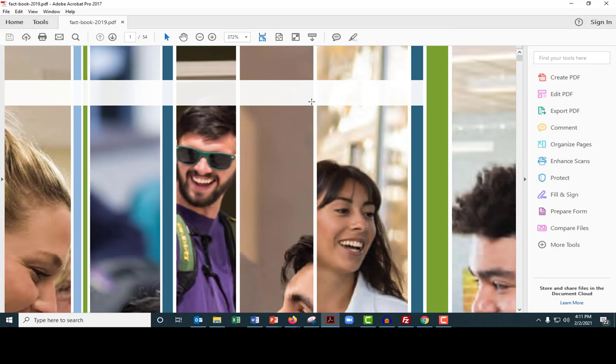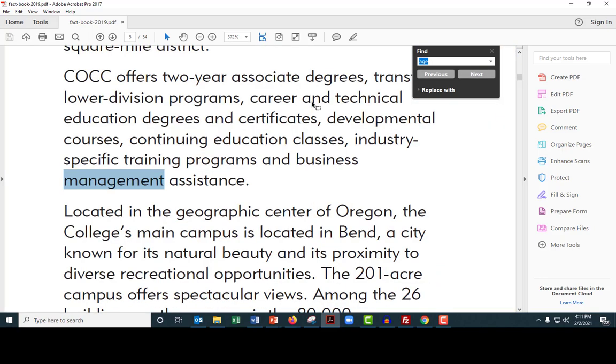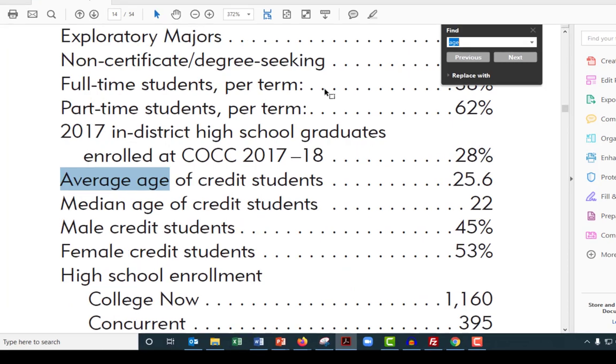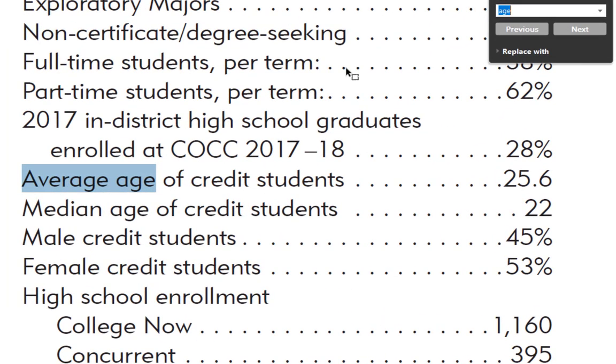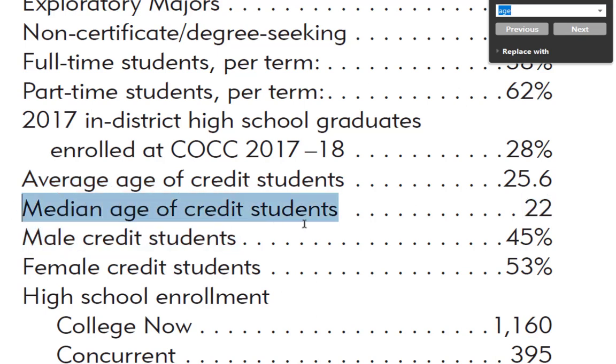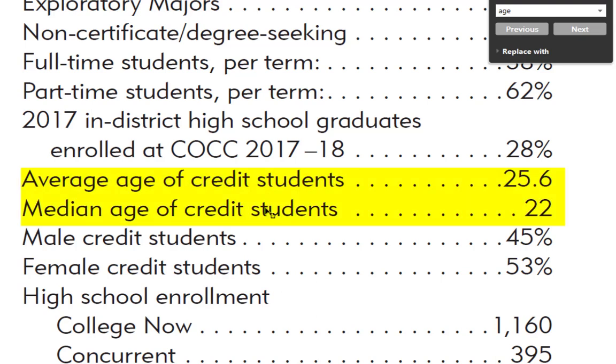And I'm going to do a quick little search, and I'm going to look for age. Let's just see. There it is. That was actually quicker than I thought it would take. Average age of credit students, 25.6. And then we've got down here, this is actually kind of fun, the median age of credit students, 22. Now, some of you know how to calculate an average, and we're going to talk about this in great detail next class.